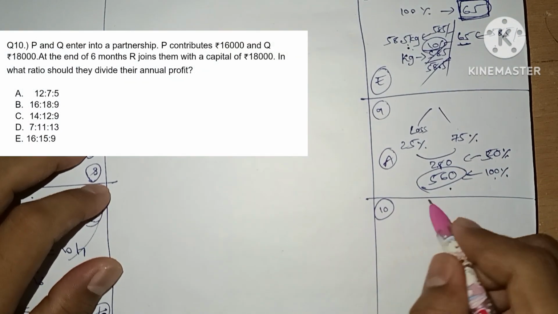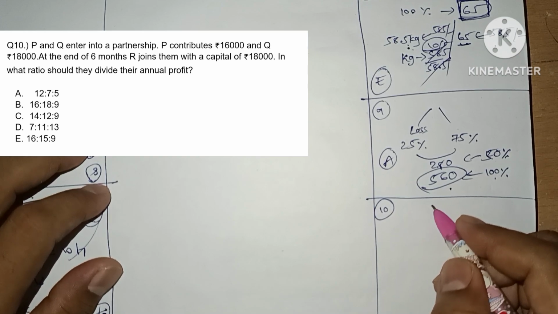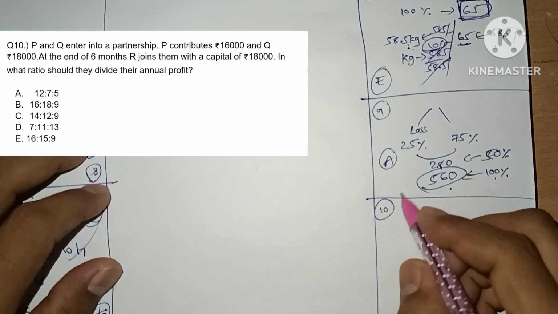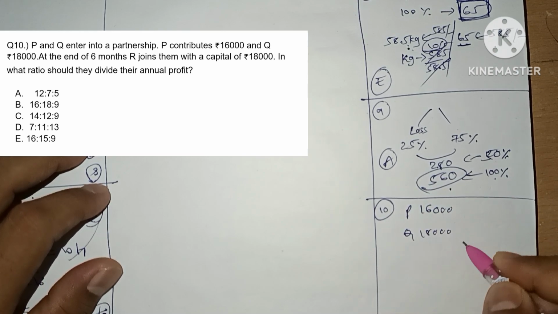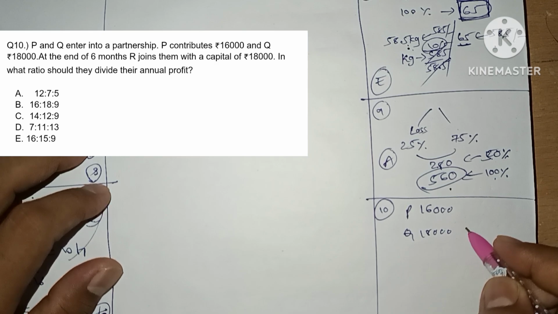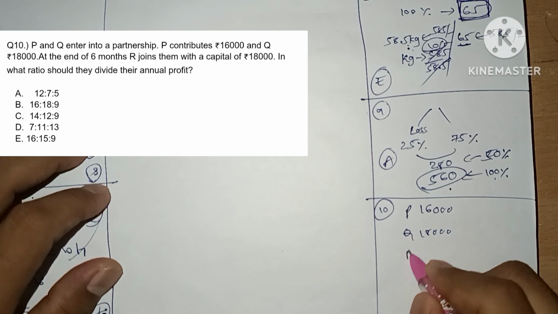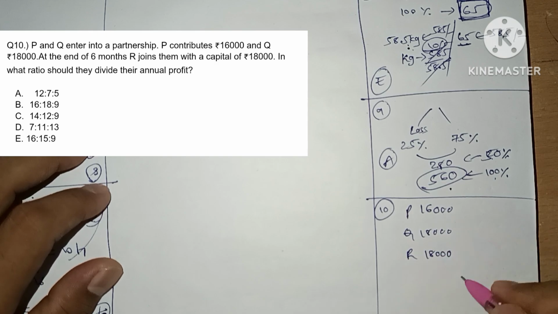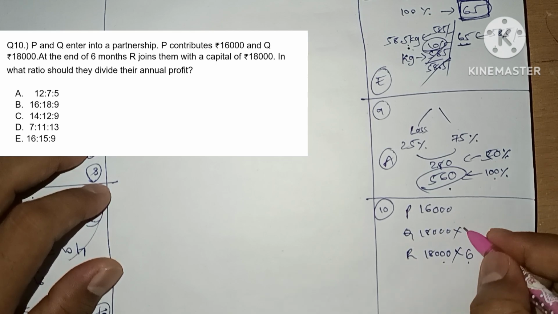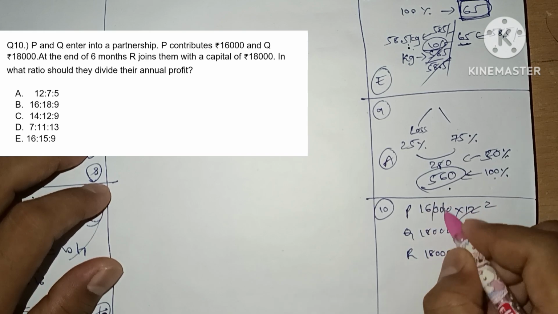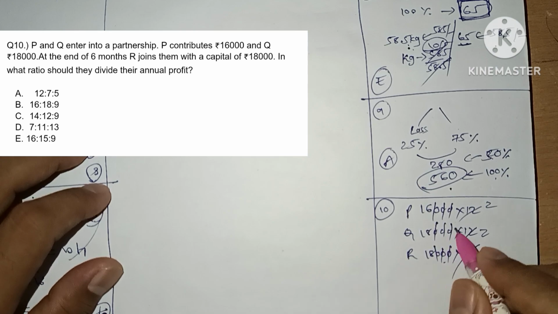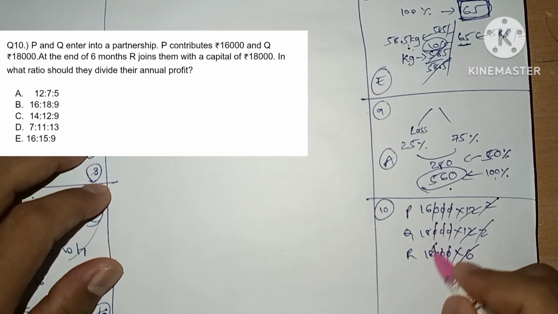P and Q enter into a partnership. P contributed 16,000 and Q contributed 18,000. So P, Q, 16,000, 18,000. At the end of 6 months, R joins with a capital of 18,000. After 6 months, okay. In what ratio should they divide their annual profit? For the annual profit, R spends only 6 months, but these two spend 12 months. 6 times 18,000 and 12 times 18,000, triple zeros cancel, so we have 2 cancels and this is 9.